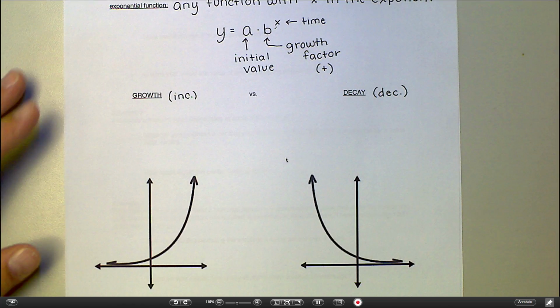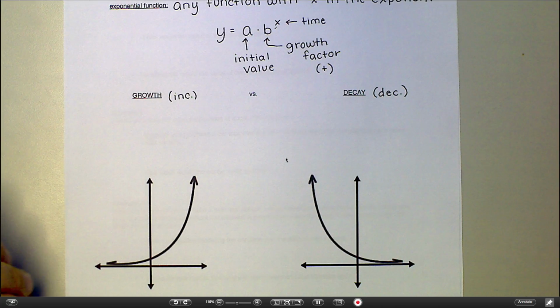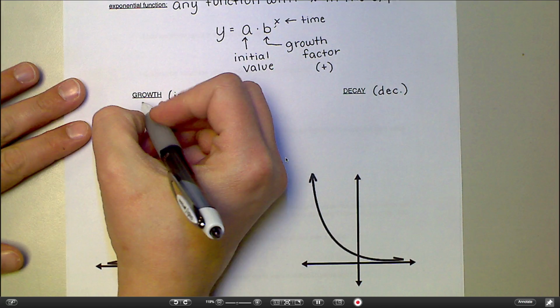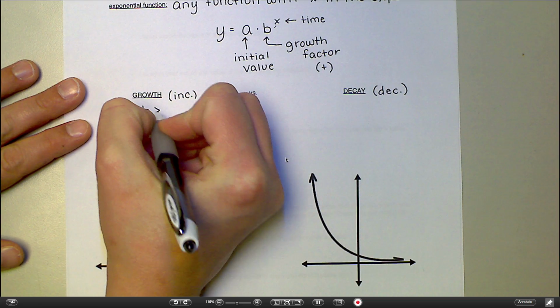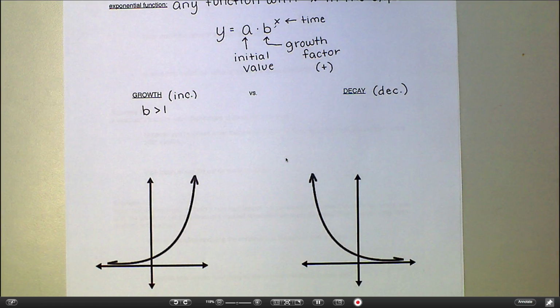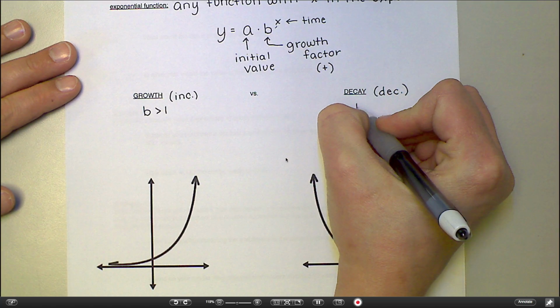If we want to grow by multiplication, multiplying by 1 would keep our value exactly the same. So if we want to get bigger, we need to multiply by something bigger than 1. So when we're talking exponential growth, our B value always needs to be something bigger than 1. Whereas with decay, your B value has to be less than 1.